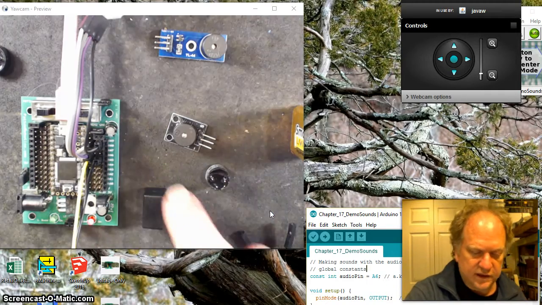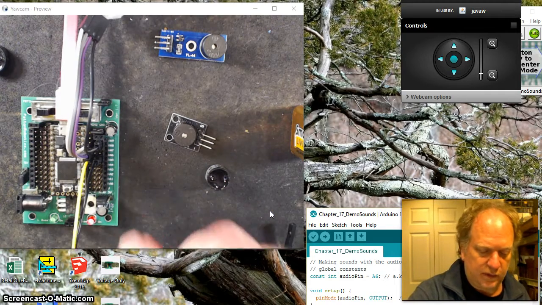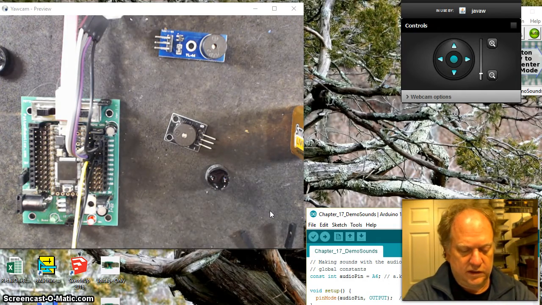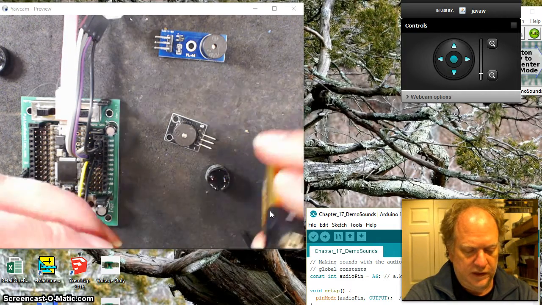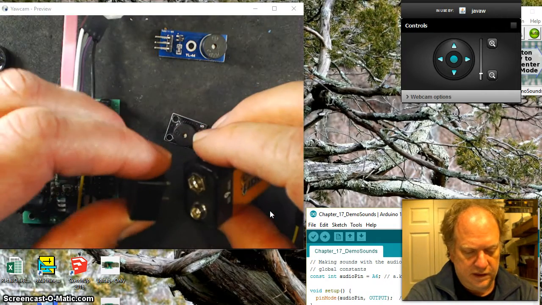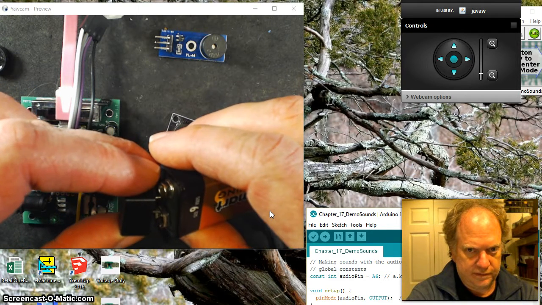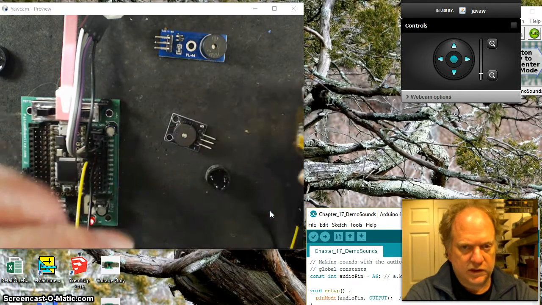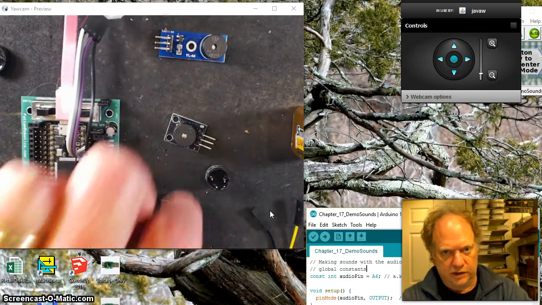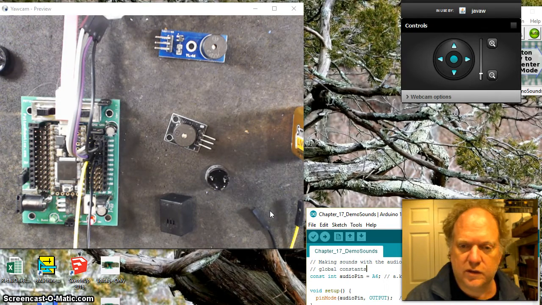And these guys, however, these are actually passive devices. They're still piezos, but if I hook this up to the battery, it might just click. Okay, so you have to actually pulse it manually or externally to get it to generate a tone.